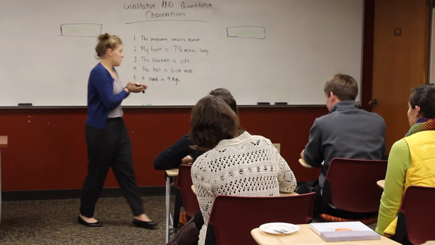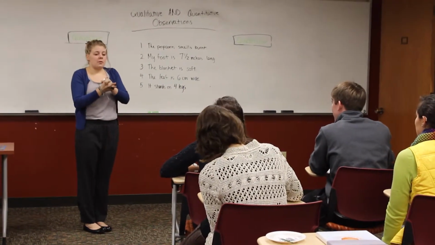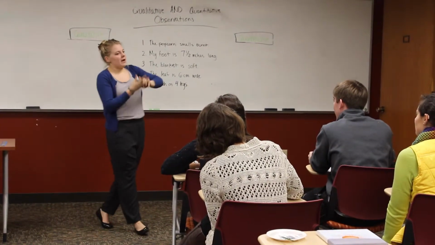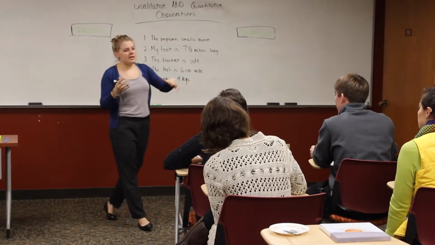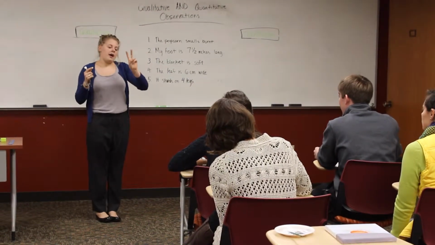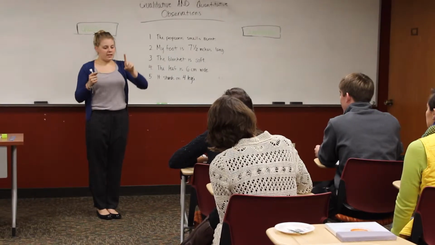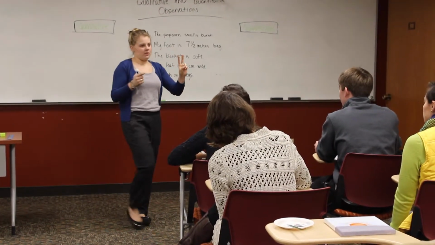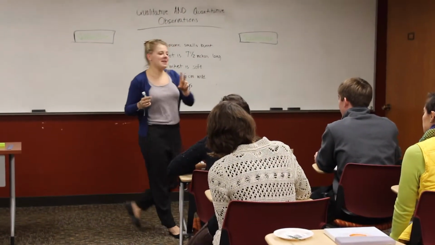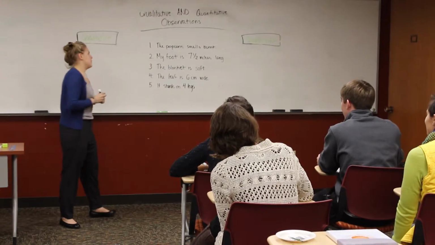So today we're going to start with, before we do scientific experiments, you have to learn how to observe. We need to learn the two ways you take observations. There's quantitative observations and qualitative observations. It's tricky because they sound alike, but there's a distinct difference between the two.